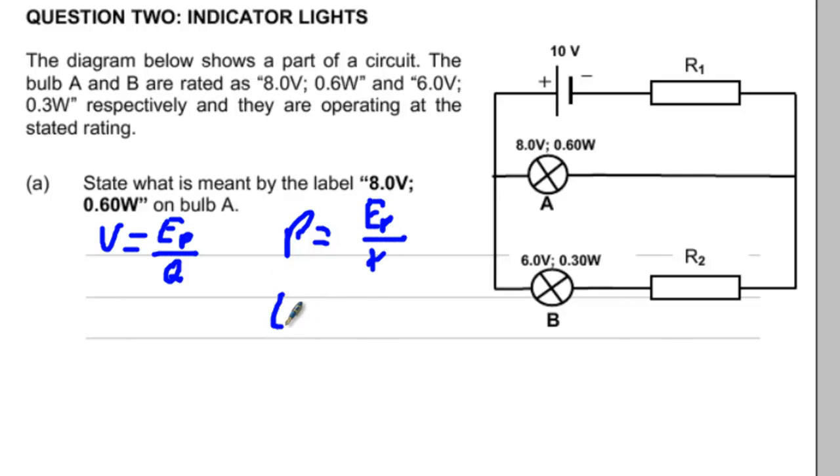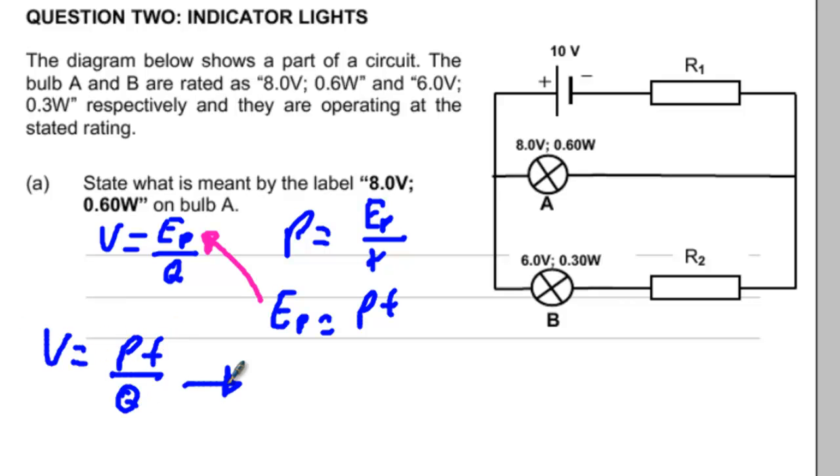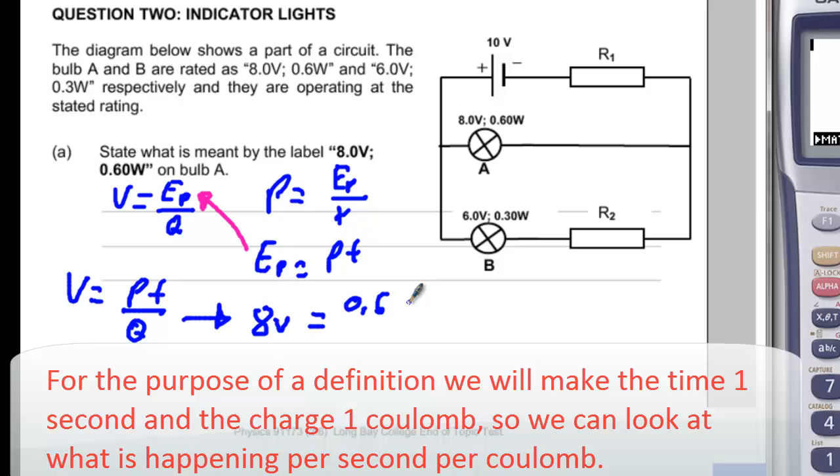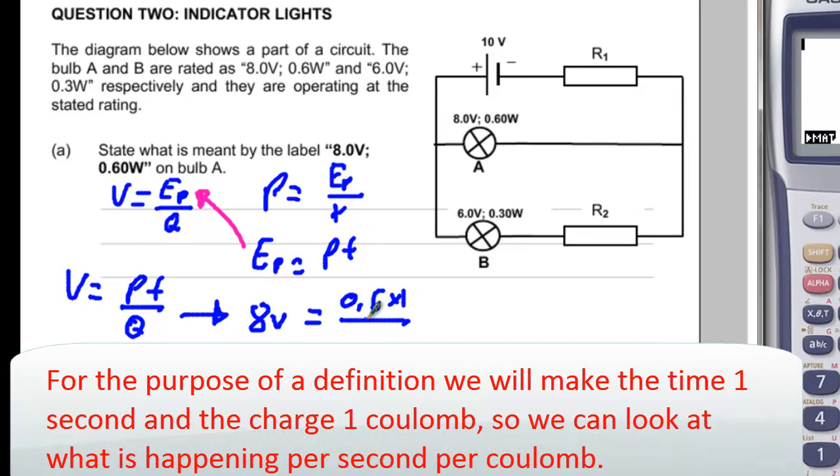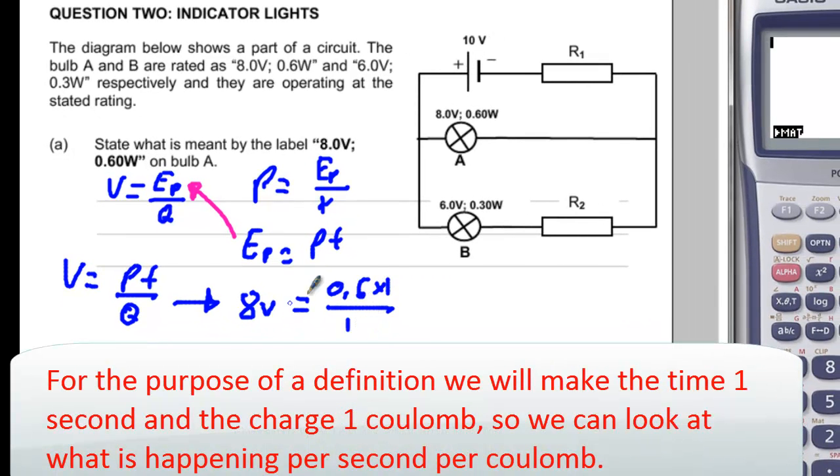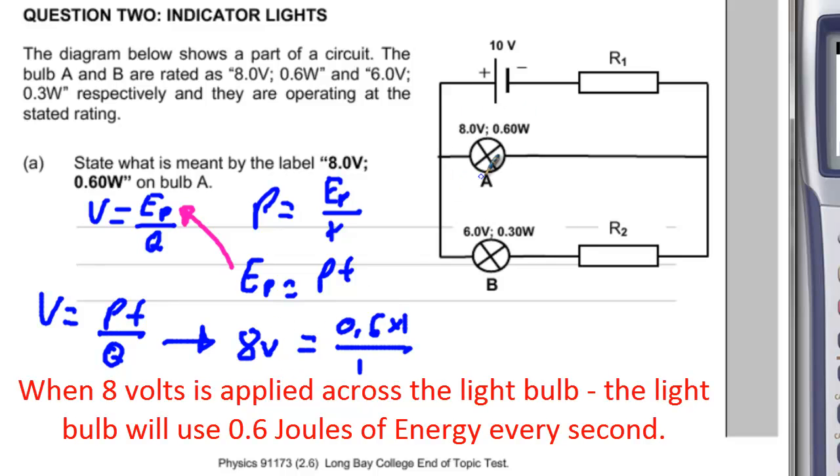If I was to rearrange this formula, I'd get EP equals power times time, and then I could stick this equation up into there. So I could replace EP with power times time. Voltage equals power times time per charge, which becomes 8 volts equals 0.6 watts. And if we say the time is 1 second and the amount of charge is 1 coulomb, then when 8 volts is applied across this light bulb, you get 0.6 joules of energy.